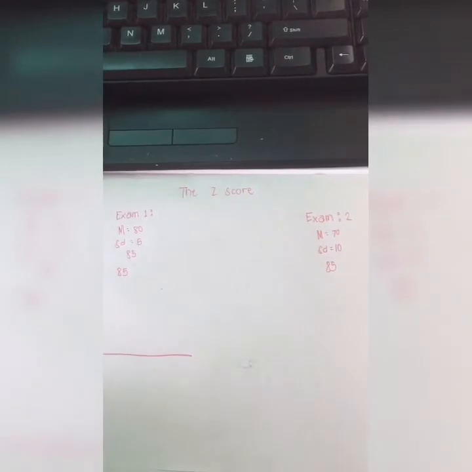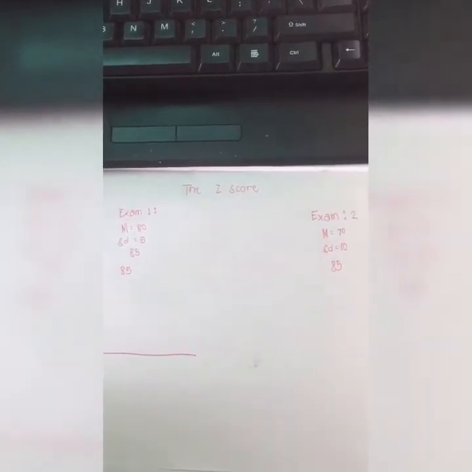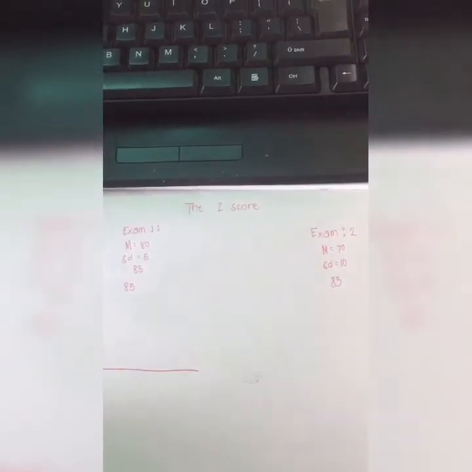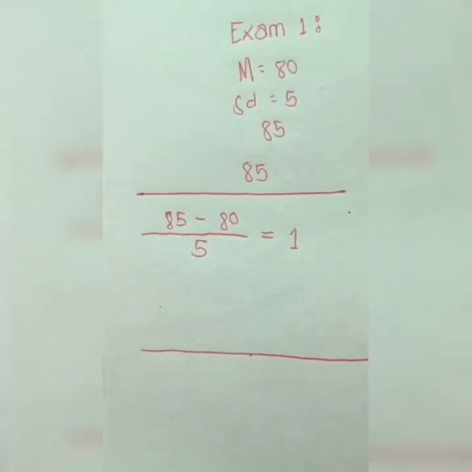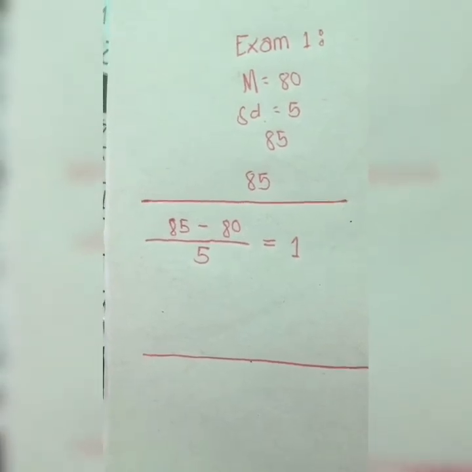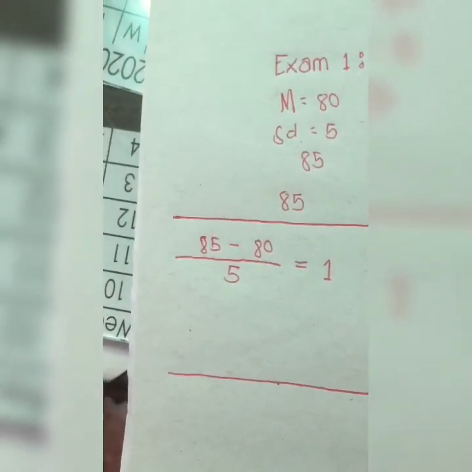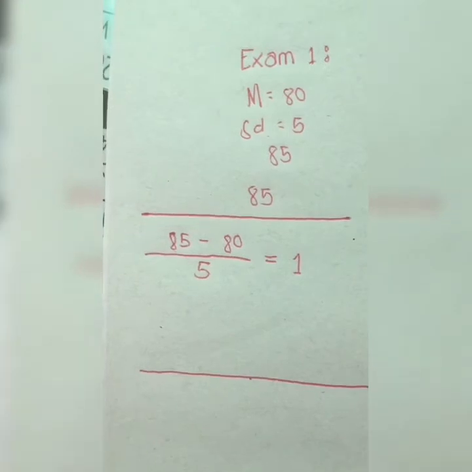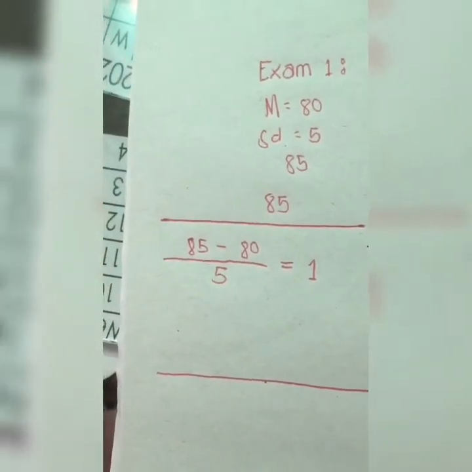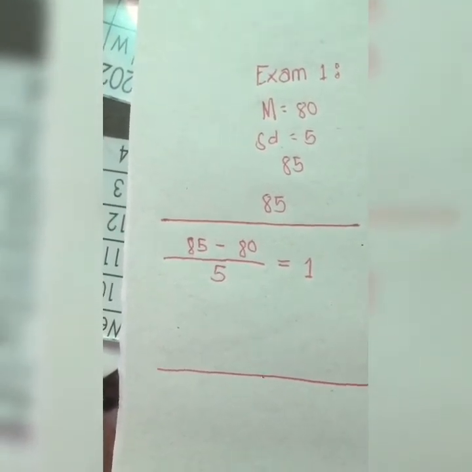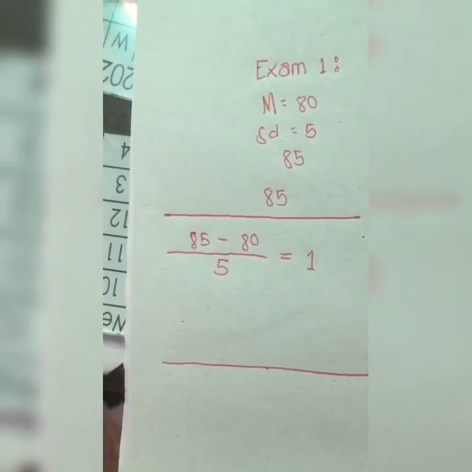And as you can see, their mean and standard deviation are totally different, but the students' scores are definitely the same. Now let's convert our example 1, which is our exam 1, into our formula. X minus mean divided by standard deviation. The score they got is 85 and our mean is 80, and also our standard deviation is 5. So 85 minus 80 divided by 5 equals to 1.